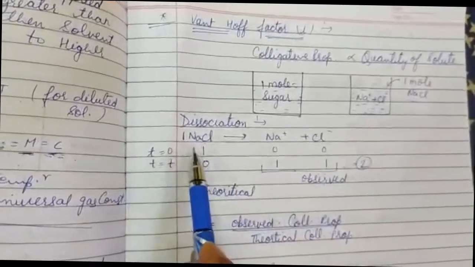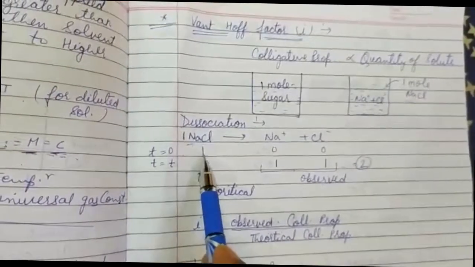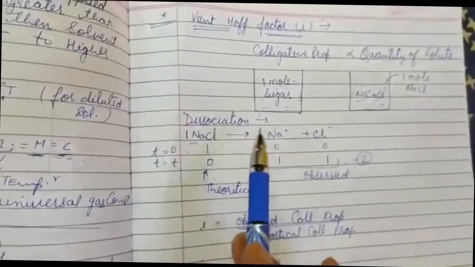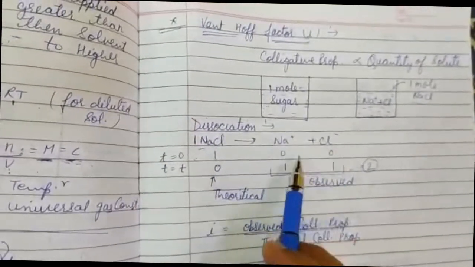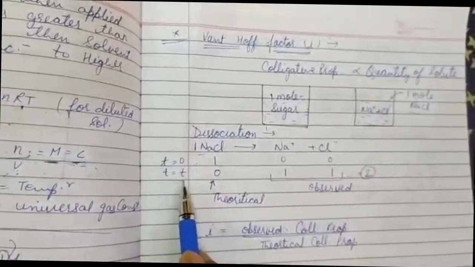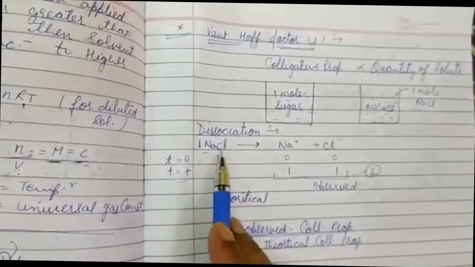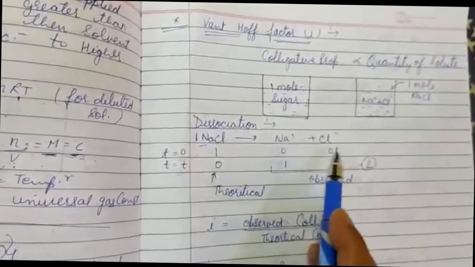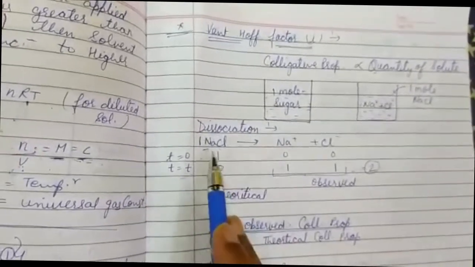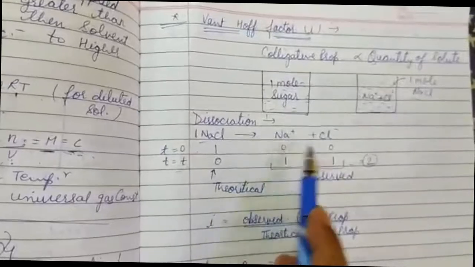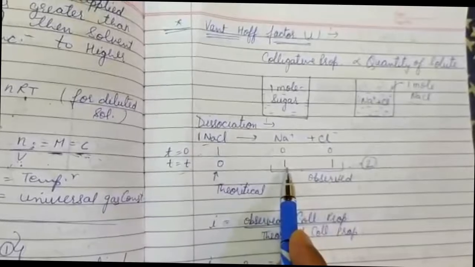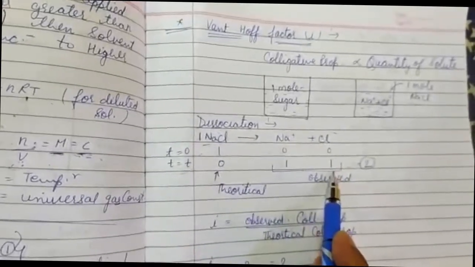Suppose we take the time 0, meaning we have just dissolved. So how many moles of NaCl have we just dissolved? 1 mole. At time 0, Na positive and Cl negative will not form initially, so their quantity will be 0, 0. But at time t, after some time, the 1 mole of NaCl completely dissociates into Na positive and Cl negative. Here the NaCl now becomes 0 because it has been dissociated. And how many moles of Na positive form? 1 mole. And Cl negative will form 1 mole.